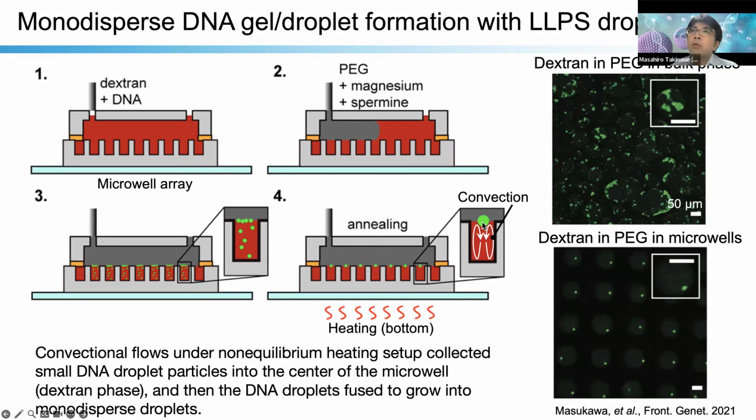So the DNA droplet was placed at the interface between the PEG phase and the dextran phase. So it can easily collide with each other at this point. So this system is some kind of temperature gradient non-equilibrium system.